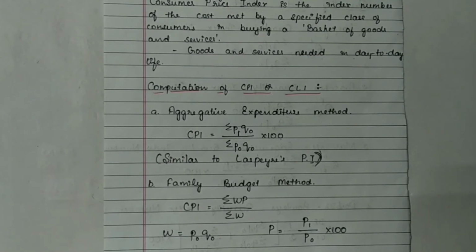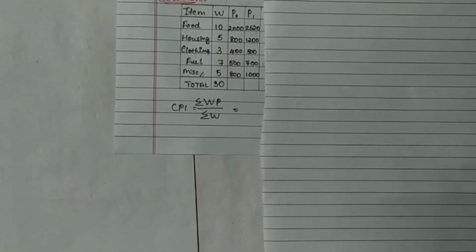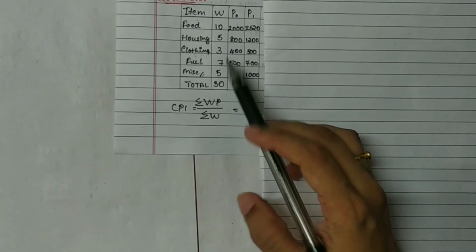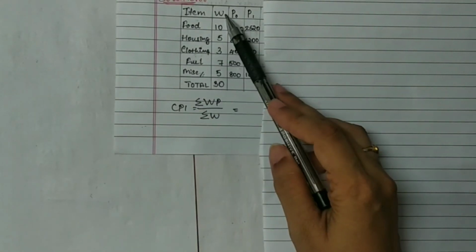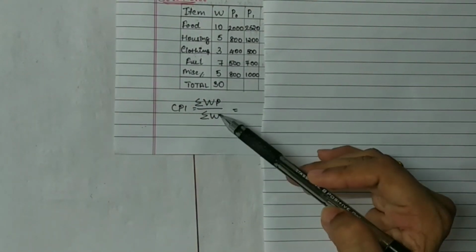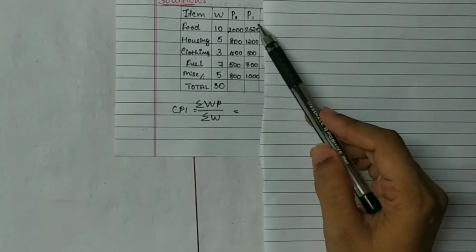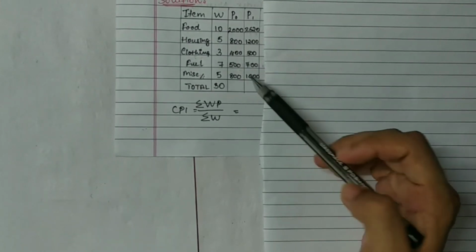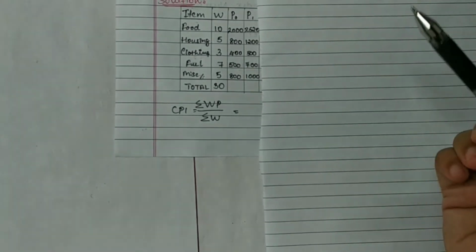Okay, so now let's start solving one problem. Since the aggregative expenditure method is similar to Laspeyres price index number, I'm not going to go for a problem with that. So let's go for the next one, that is the family budget method. In that, here is a problem. Items will be given, W. As you all know, it is there in the formula. W, P0, P1 are given in the problem. Now let's start solving the problem.